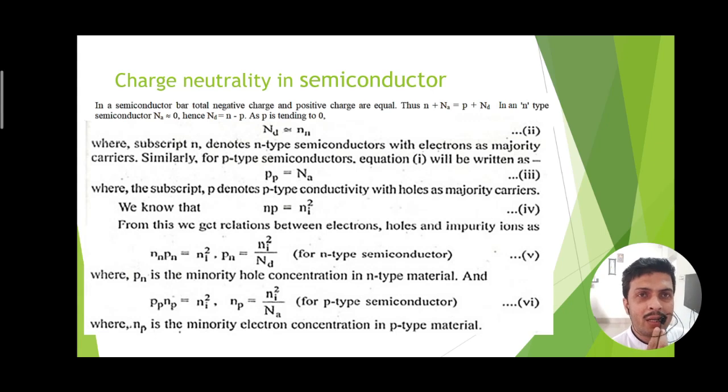Now this is an important relation, which is the charge neutrality in semiconductor. The charge neutrality in semiconductor occurs under thermal equilibrium. If we choose a semiconductor bar, that could be either N-type or P-type. For N-type, the electron concentration is the majority carrier. Similarly, for the P-type semiconductor, it is the hole concentration which acts as the majority carrier.